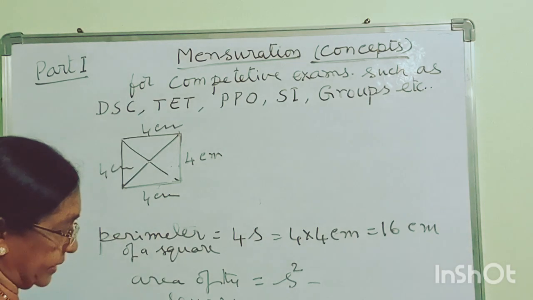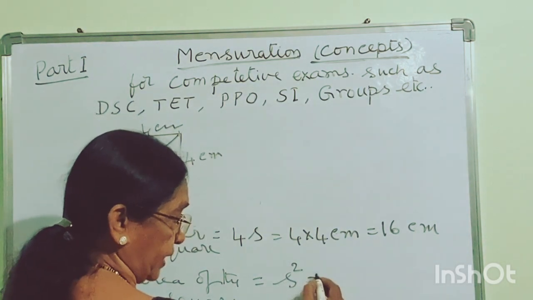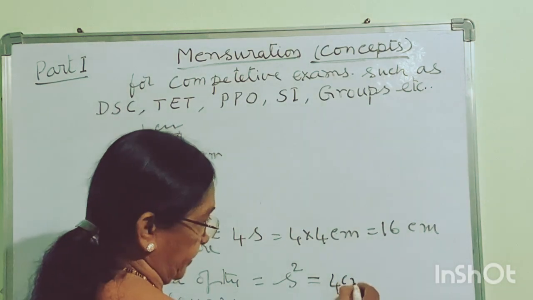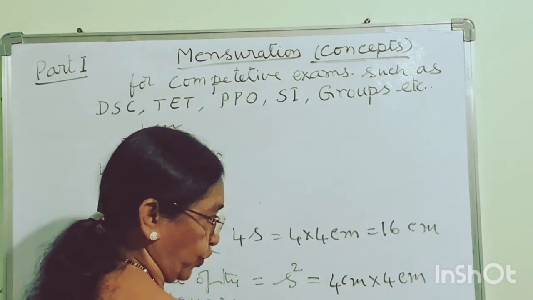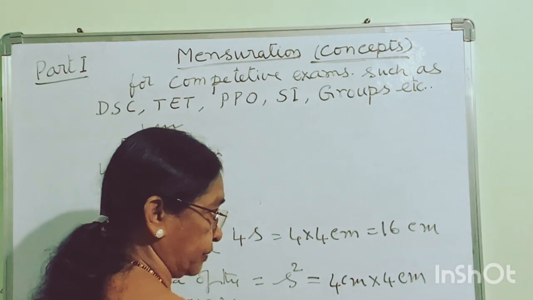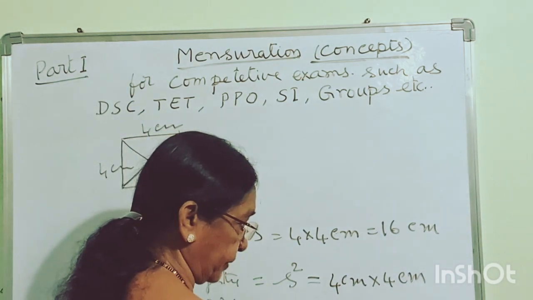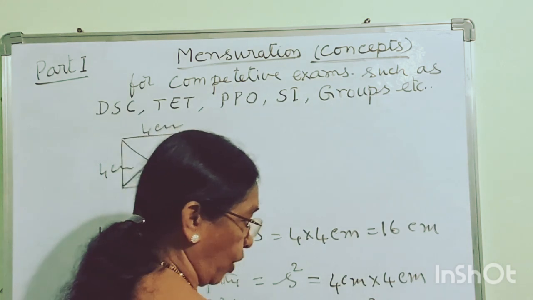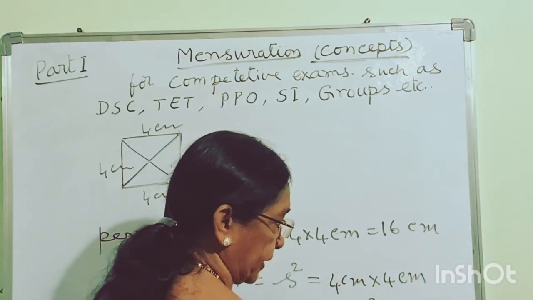Whereas the area of the square, which is equal to S squared, is 4 centimeters into 4 centimeters. So 4 centimeters into 4 centimeters means 4 fours are 16, centimeter into centimeter, which is centimeter squared. This is known as 16 square centimeters.